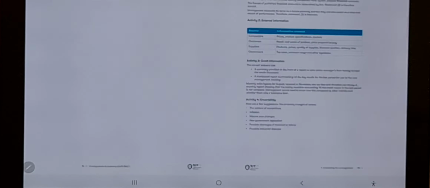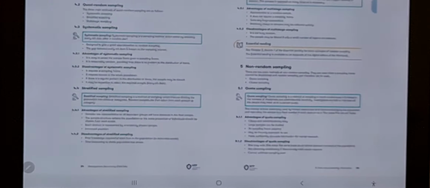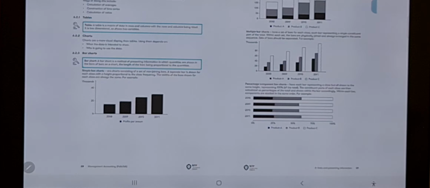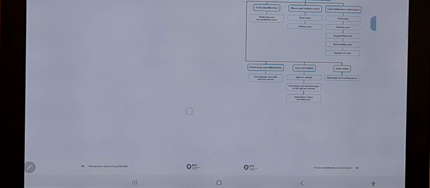You can put a heading, cost classification and behavior. See, these graphs and all will be coming as a part of presenting information. Most of the stuff is based on Excel. Cost classification and behavior.